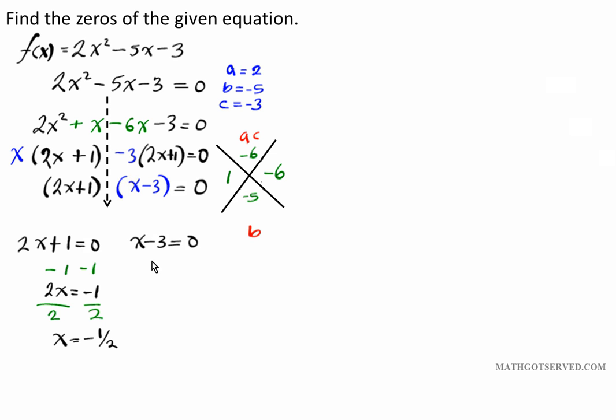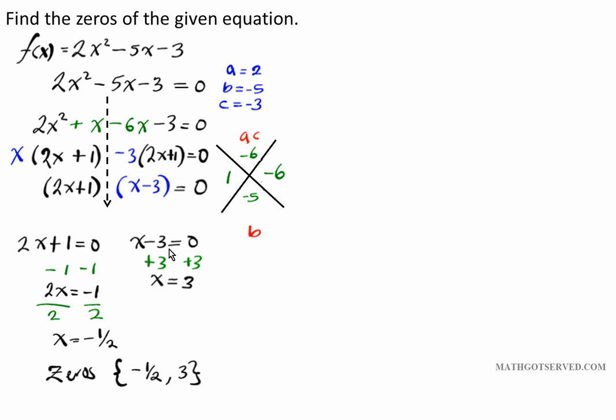Now let's shift our attention to the second equation. We'll just simply add 3 to both sides, and we have x equals 3. And there goes your second root. Now, for the polynomial function, these roots are the zeros. Okay, so we can write them in set notation. The zeros are negative 1/2 and 3.